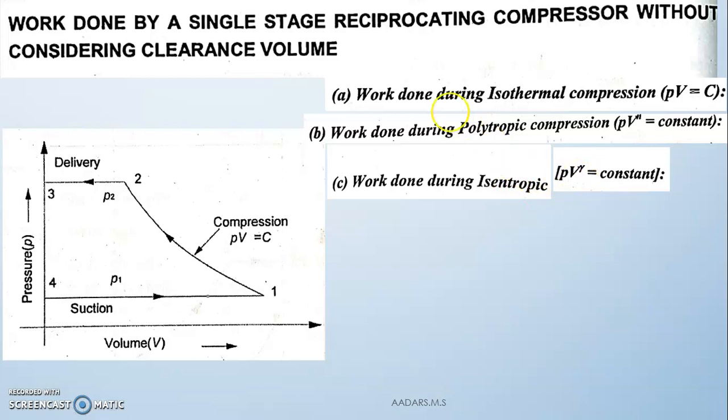Okay, and we have to go through the 3 different derivations for the work done for this process. The work done of this reciprocating compressor will be given by the area under the indicator diagram. So we have to calculate the area of the diagram for the 3 different types of process. That is, the first for isothermal, the second for polytropic, and the third for isentropic. So we'll be discussing in detail in the coming classes.